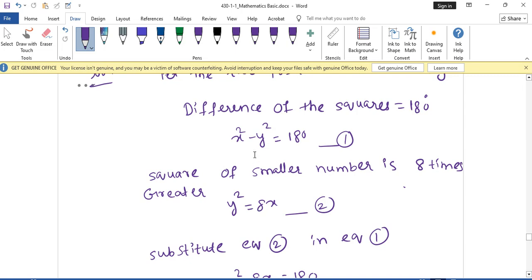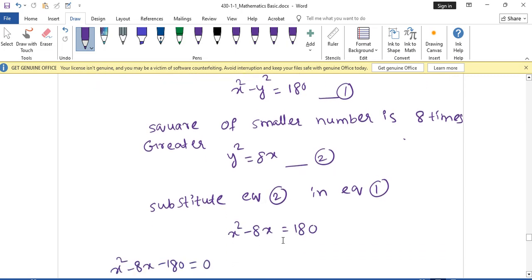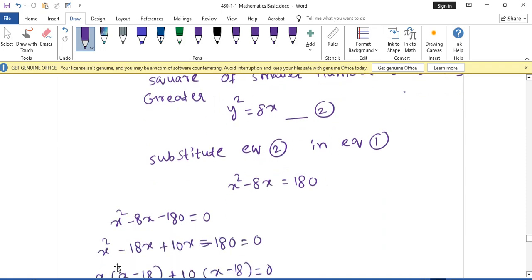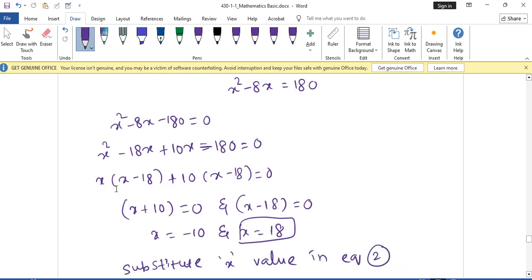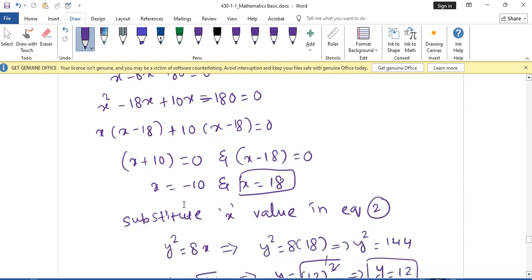Substitute the second equation in the first equation. You get x square minus 8x is equal to 180. So x square minus 8x minus 180 is equal to 0. Use the middle term splitting for this question. We can write x square minus 18x plus 10x minus 180 is equal to 0. Taking x common, x minus 18 and 10 common, x minus 18 is equal to 0. So x plus 10 is equal to 0 and x minus 18 is equal to 0. x is equal to minus 10 and x is equal to 18.